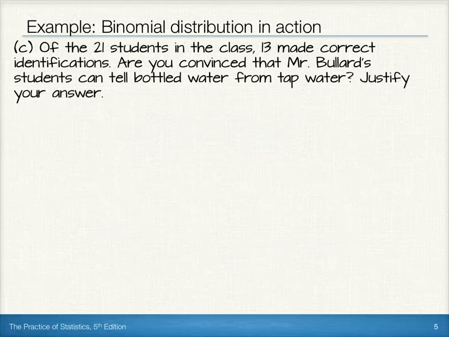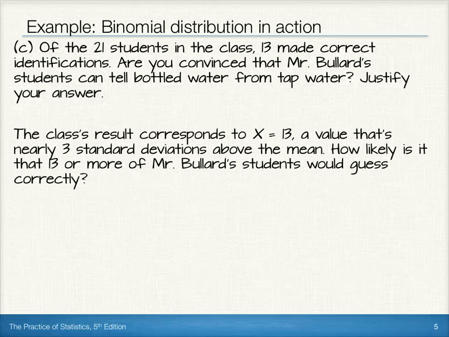Now of the 21 students in the class, 13 made correct identifications. Are we convinced that Mr. Bullard's students can tell bottled water from tap water? Well, the class's result corresponds to X equals 13, a value that's nearly 3 standard deviations above the mean. How likely is it that 13 or more of Mr. Bullard's students would guess correctly?